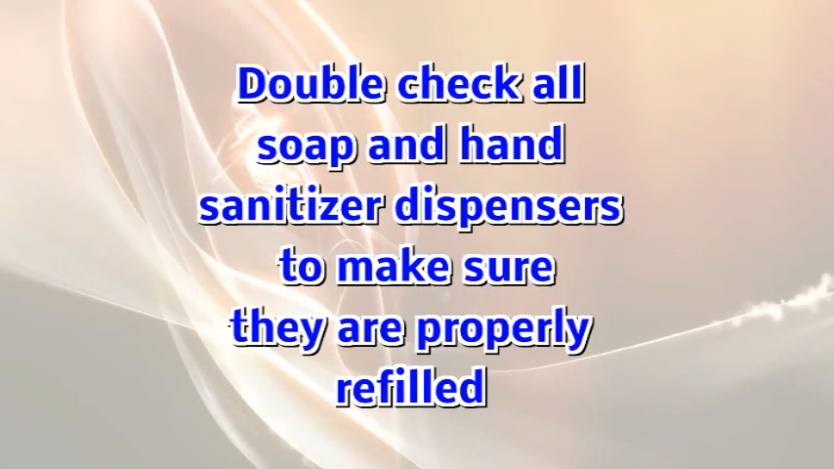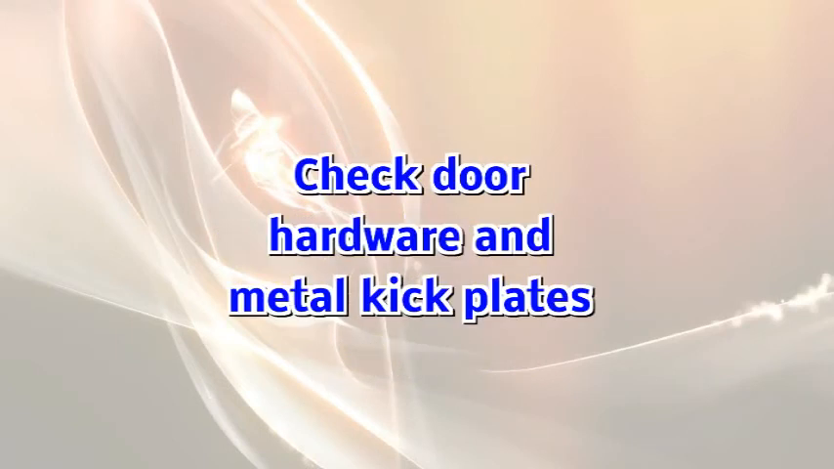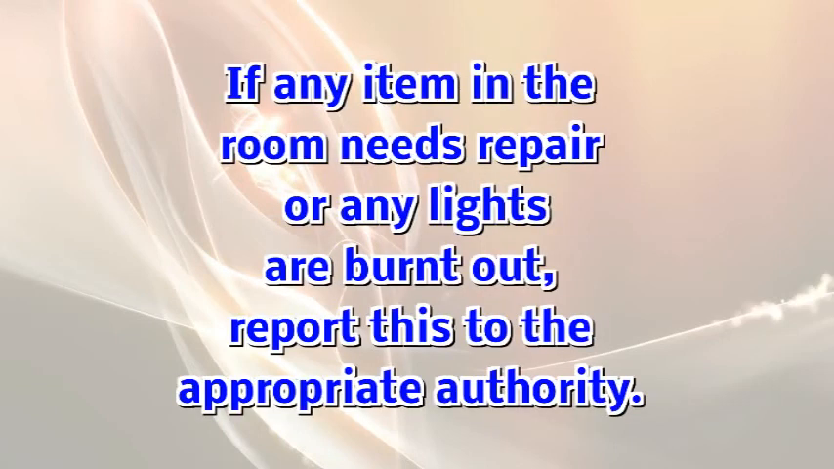Double check all soap and hand sanitizer dispensers to make sure they are properly refilled. The same final check should be made to all paper product dispensers and all towels and linens. It is important that you check door hardware and metal kick plates to make sure they have been properly cleaned. If any item in the room needs repair or any lights are burnt out, be sure to report this so a work order can be submitted to the Stroger Buildings and Grounds Department.